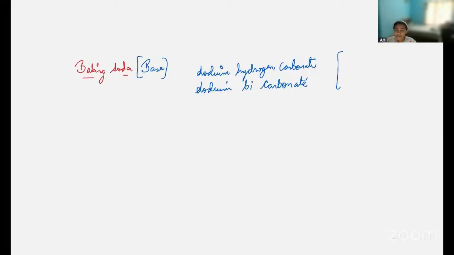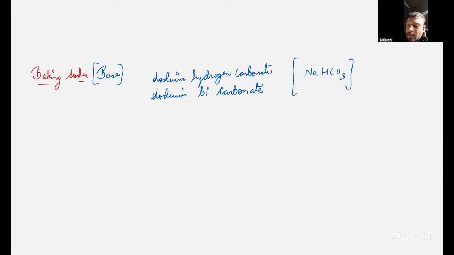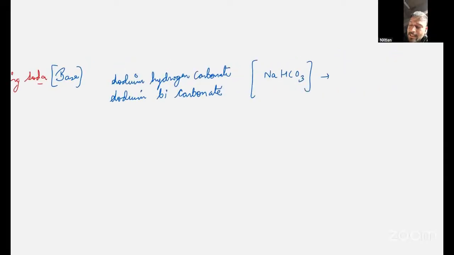Something like a bicarbonate, or bicarbonate plus some... What is the formula for that? Sodium bicarbonate, NaHCO3. Oh yeah, okay. So this is sodium bicarbonate, and it is a mild base.